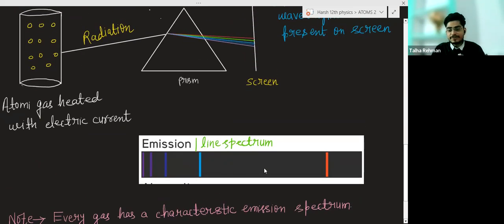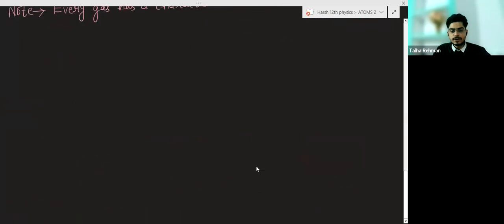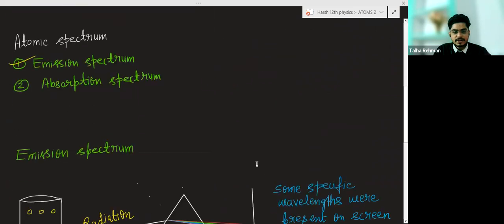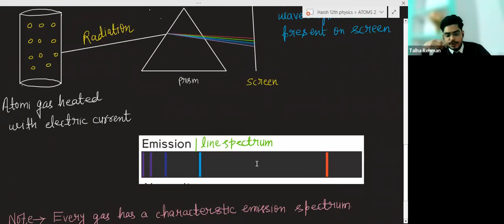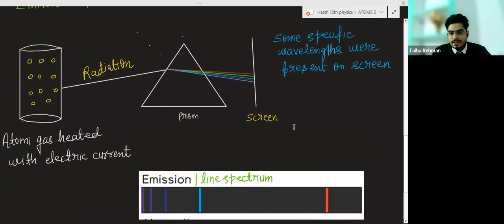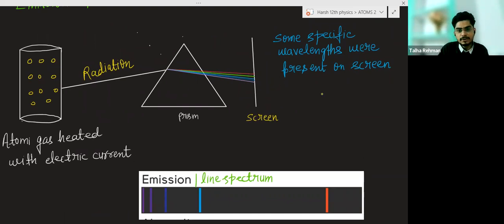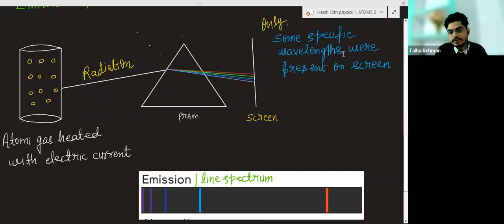What is the meaning of the spectrum being different? It means you will get different wavelengths on the screen. So what is happening in the emission spectrum? Only some specific wavelengths were present on the screen.